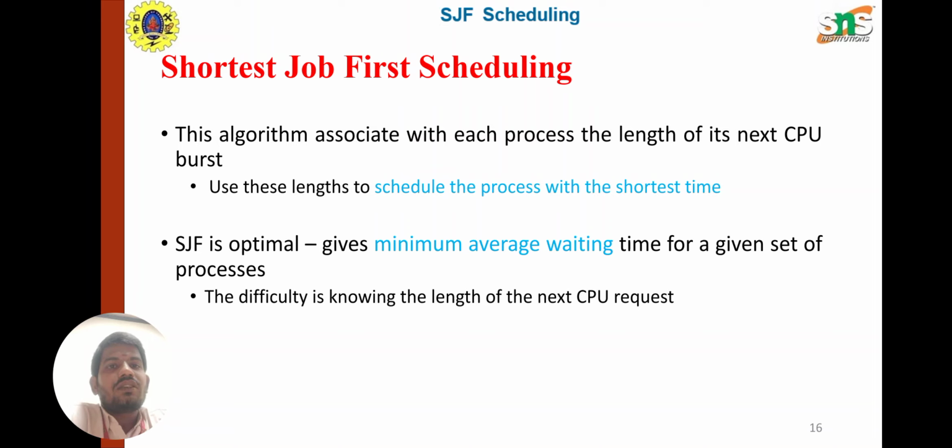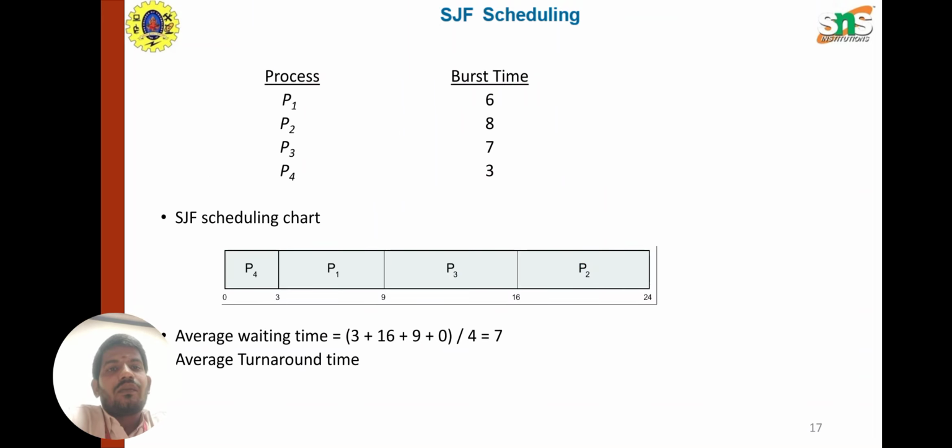Next is shortest job first scheduling. This algorithm associates with each process the length of its next CPU burst. It uses these lengths to schedule the process with the shortest time. SJF is optimal, giving the minimum average waiting time for a given set of processes. The difficulty is knowing the length of the next CPU request. We have 4 different processes with 4 different burst times. In SJF scheduling, P4 is the shortest job, so it will be executed first. Next is P1, the third is P3, and the fourth is P2. So the order is P4, P1, P3, P2.